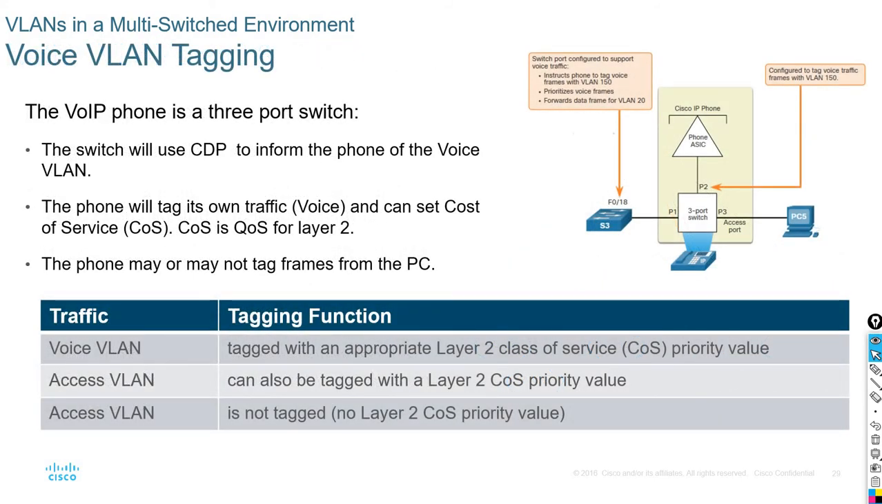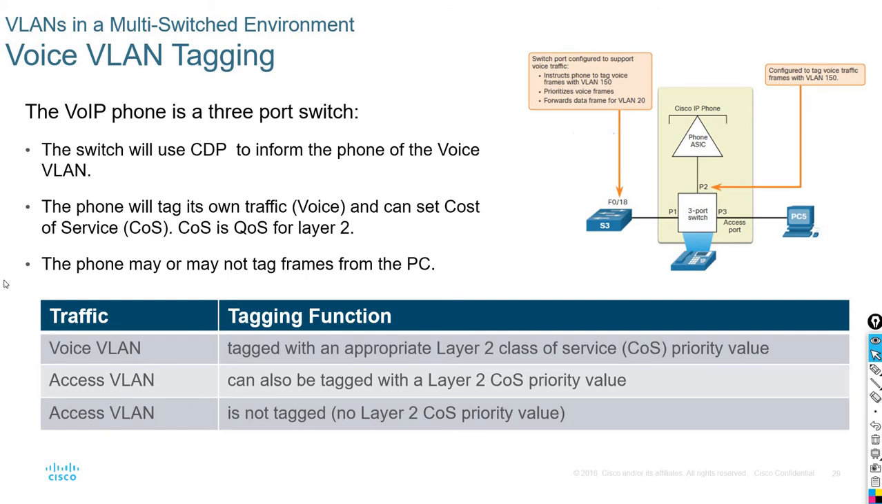So, voice VLAN tagging. The VoIP phone is a 3-port switch here. You can see this in the example diagram. The switch will use CDP to inform the phone of the voice VLAN. The phone will tag its own traffic, voice, and can set class of service. Class of service is a quality of service for layer 2. The phone may or may not tag frames from the PC here.